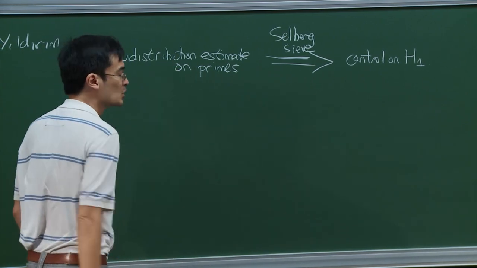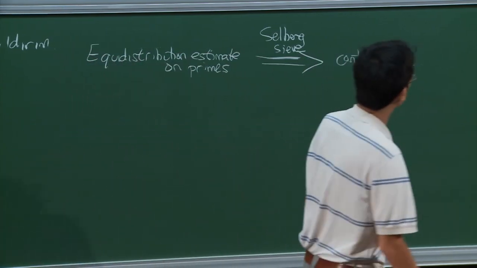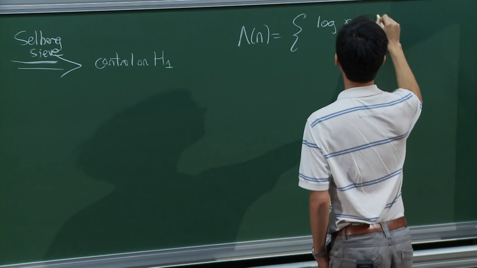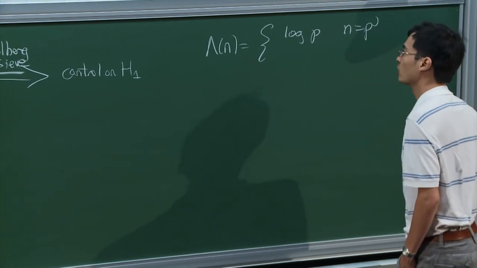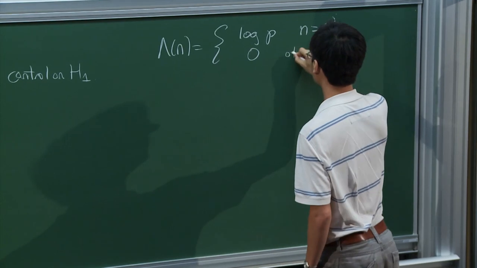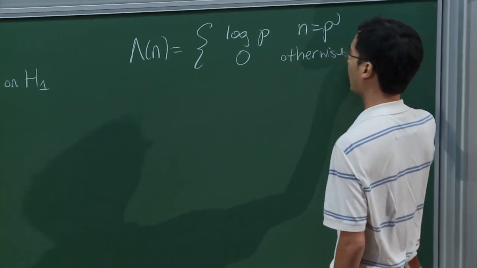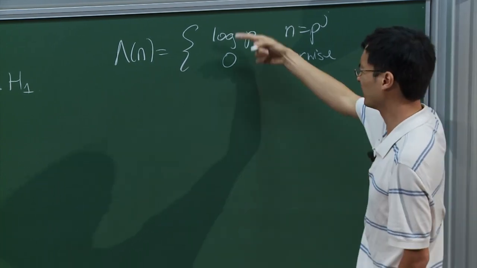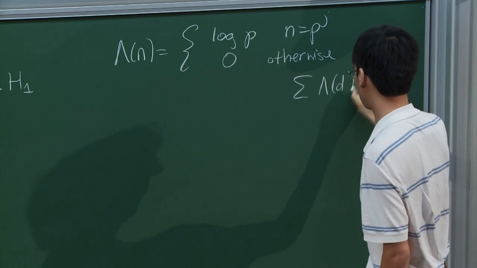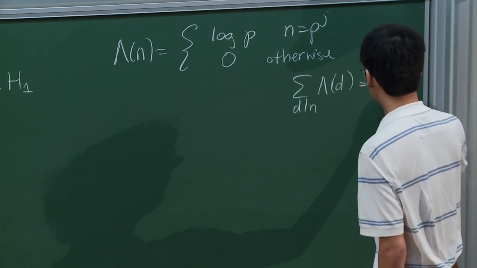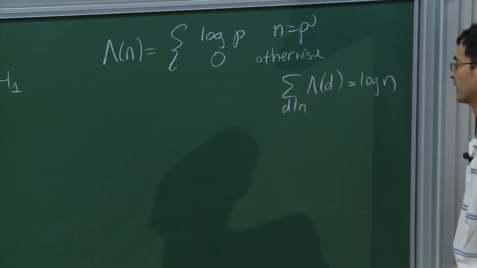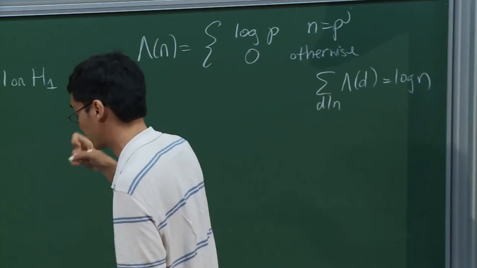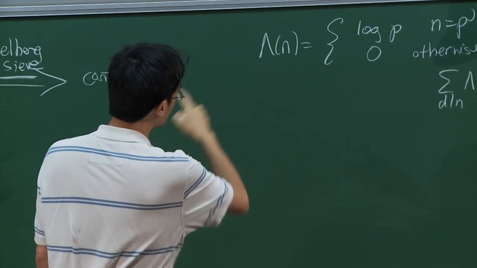Okay, so what do I mean about equidistribution estimates on the primes? So let's introduce the von Mangoldt function. Okay, so the von Mangoldt function is log p when n is a power of p and 0 otherwise. Essentially, it's the indicator function on the primes, normalized to have some nice multiplicative properties. For example, this particular choice of function has this nice property that lambda convolve 1 is log. That's why we care about this function, really. Okay, so this is the von Mangoldt function.